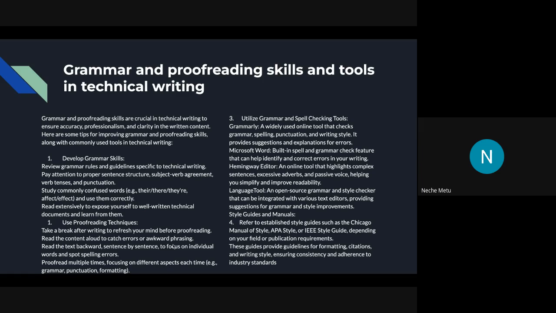We have Grammarly. Grammarly is one of the widely used online tools that checks for grammar, spelling, punctuation, and writing style. It provides suggestions and explanations for errors. Microsoft Word has built-in spell and grammar check features that can help identify and correct errors in writing. We have the Hemingway Editor, an online tool that highlights complex sentences, excessive adverbs, and passive voice, like I said, it's actually active voice, helping you simplify and improve your readability. So you see why it's important. Some of these online tools, while you're doing your own work, you have to employ them.